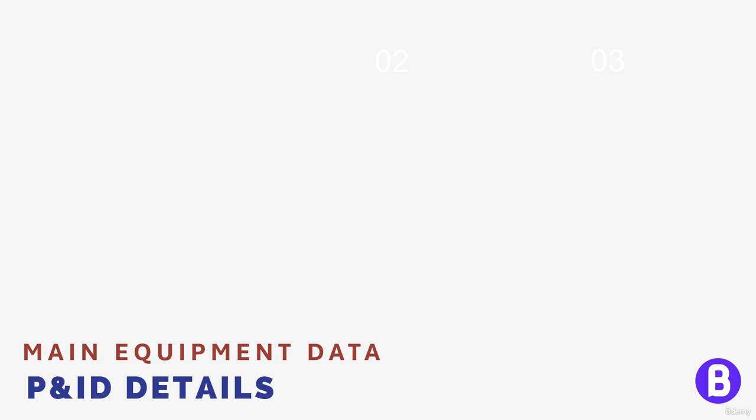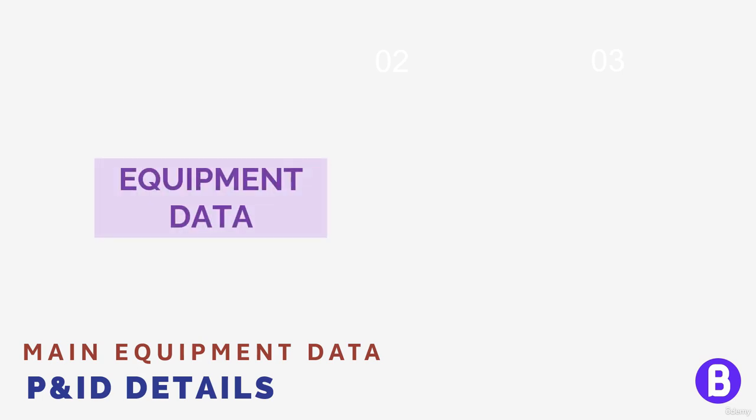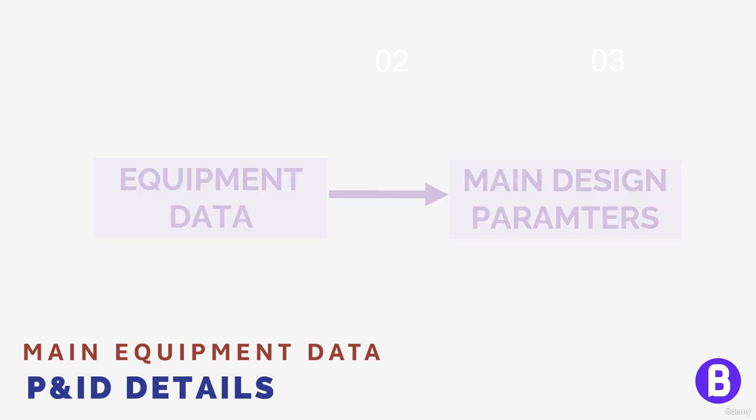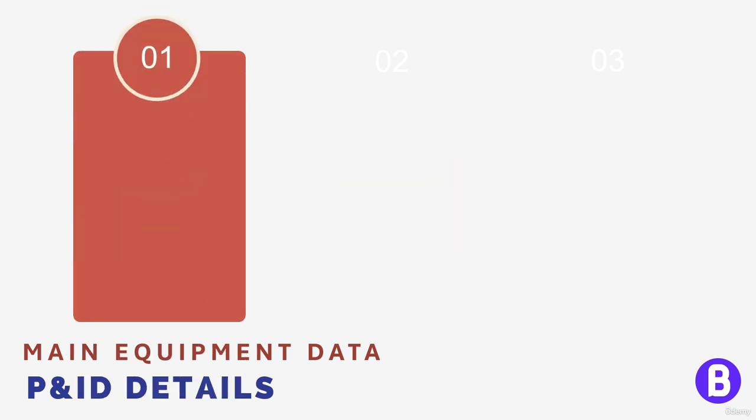Now, let's talk more about the data shown on each piece of equipment in the P&ID. Any P&ID shows the main design parameters of the equipment in question. The design parameters are either related to the design pressure and temperature or to the dimensions and performance parameters. The parameters to be shown in the P&ID differ depending on the company or project standard.